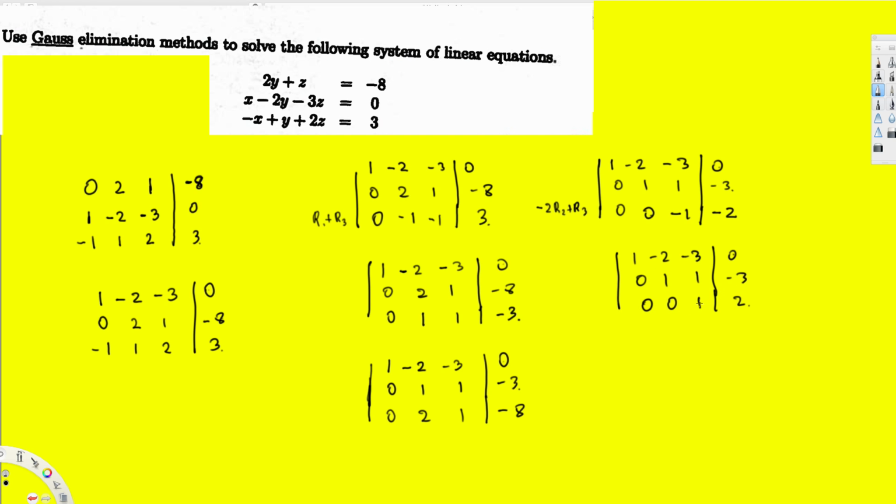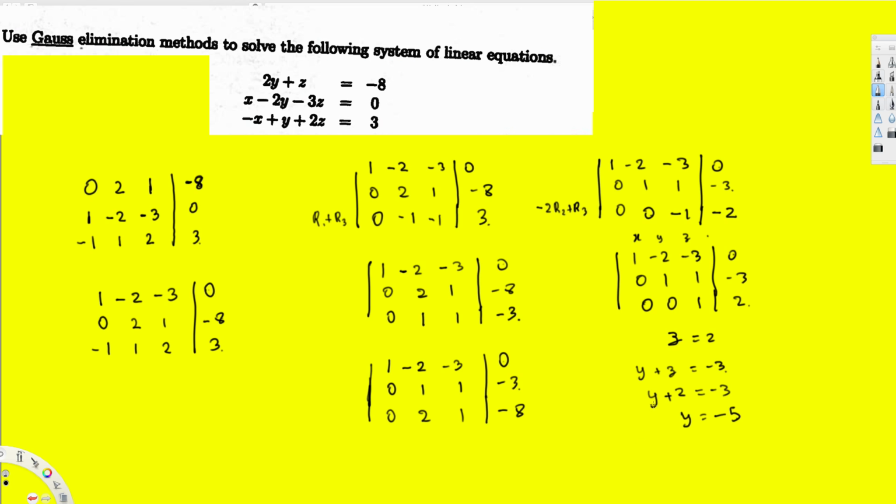Now we have the solution right here, that z is equal to 2. I am taking this as the x column, y column, z column. So that's how z is equal to 2. And also we know that y plus z is equal to minus 3. Therefore, I am substituting this 2. So it's going to be y plus 2 is equal to minus 3. Therefore y is equal to minus 5.